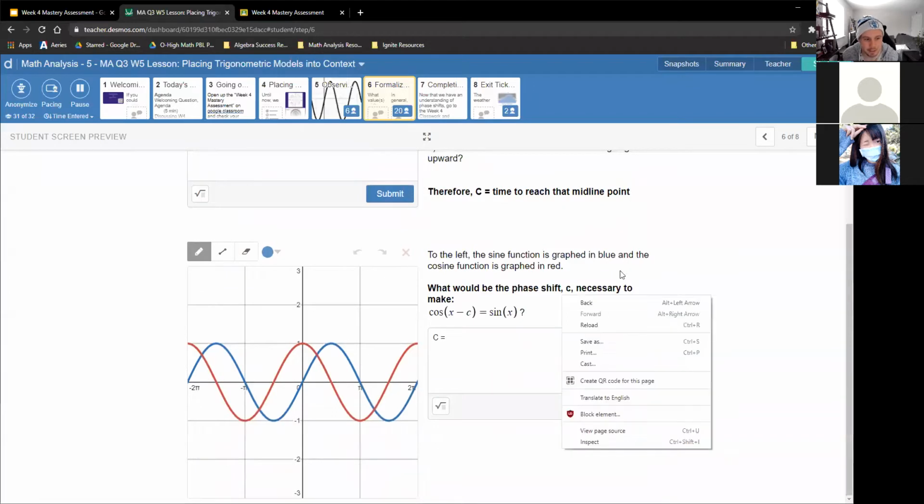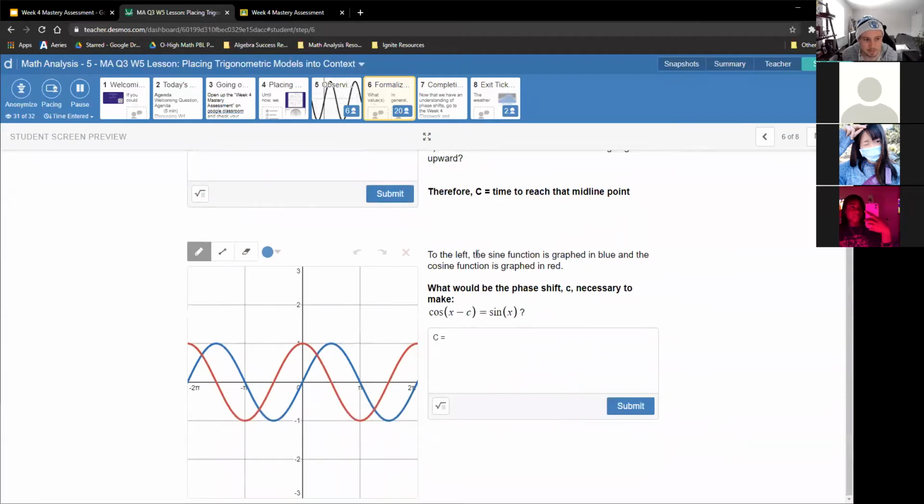So then looking at this one here, guys, I want you to think about it. To the left, we have the sine function graphed in blue, and the cosine is in red. Cosine and sine, as we saw before, have the exact same period, the exact same amplitude, the exact same midline. So all that's different between them must be a phase shift. I want y'all to think about and calculate what phase shift is necessary to make it so that cosine matches up with sine, so that cosine equals sine.